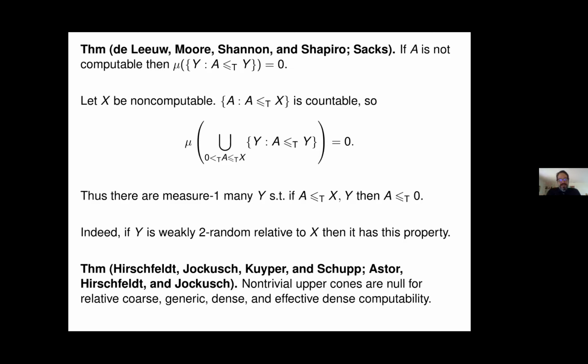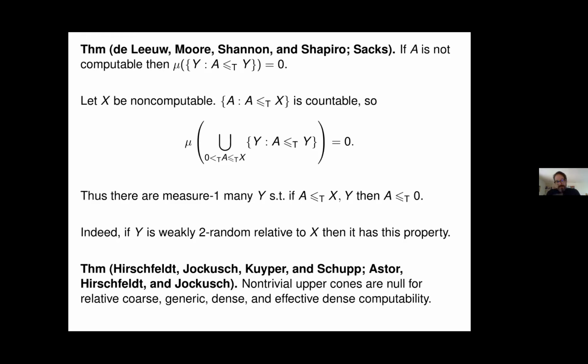So in these 2 papers that I mentioned before, we showed for coarse in the first paper and for the other ones in the other one, that all these non-trivial upper cones are also null for relative coarse, generic, dense, and effective dense computability. So all of those have null upper cones, which is kind of what you would expect, but you need to show it. And to do this, in the paper with Asser and Jacques, we had a kind of uniform method for doing that using this nice little lemma, which is basically a Fubini theorem, but instead of exchanging measure and measure, you exchange measure and density.